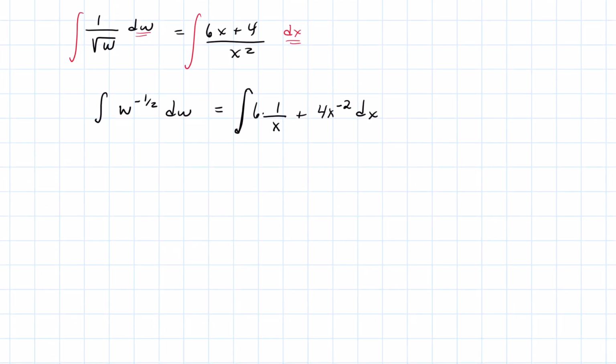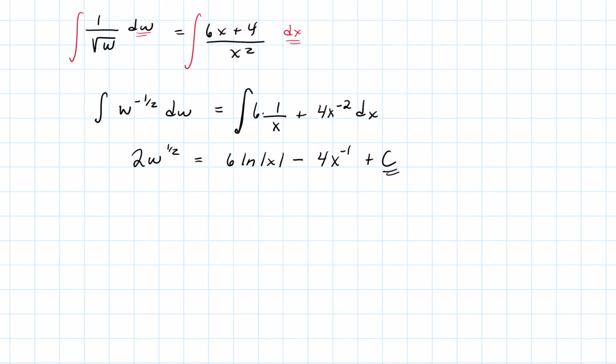Now when I integrate w to the minus 1/2, I get w to the 1/2 divided by 1/2, which is the same as multiplying by 2. I get a plus c there, but I'm going to add it to the c that I get on the right side, so I'll have just a single c. So I get 2w to the 1/2. On this side I get 6 times the natural log of the absolute value of x, minus 4x to the negative 1, since I divide by negative 1, which is why I got the minus 4. There's an integration constant on both sides, but I just combined them into one single c here.